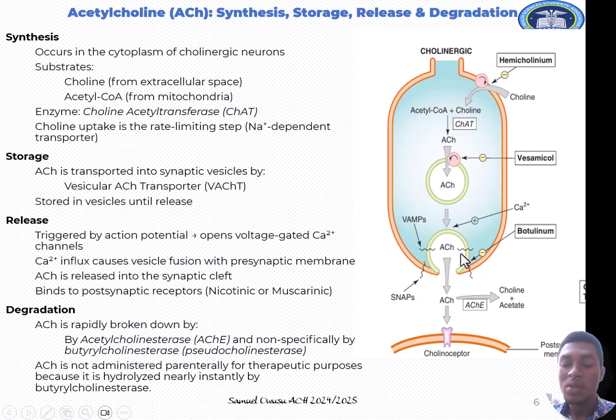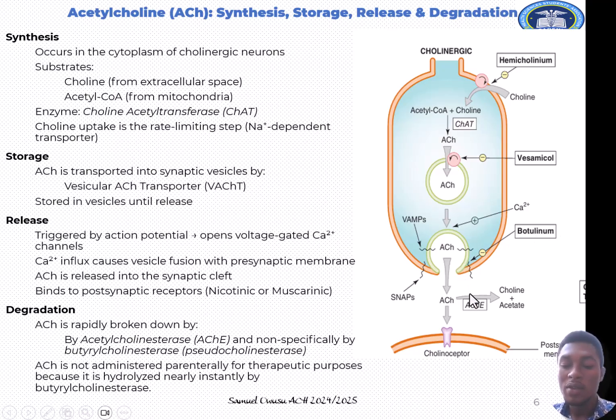We can also have some agents that would tend to block the fusion. We can utilize some calcium channel blockers so that calcium will not come. Or remember I said that these nerve proteins help in the fusion of the vesicle with the membrane, and so we have agents like botulinum toxin that would block the action of these nerve proteins.